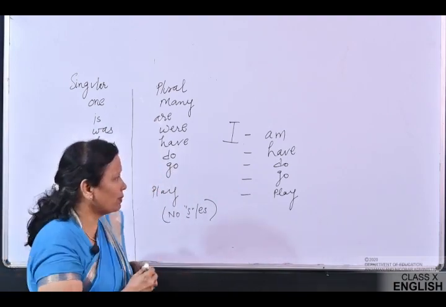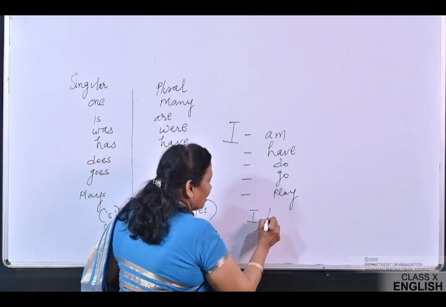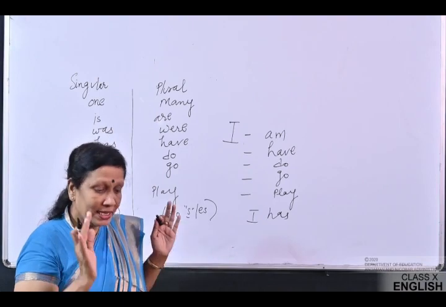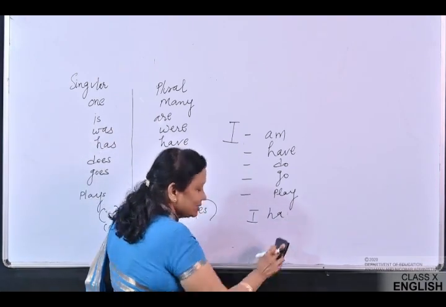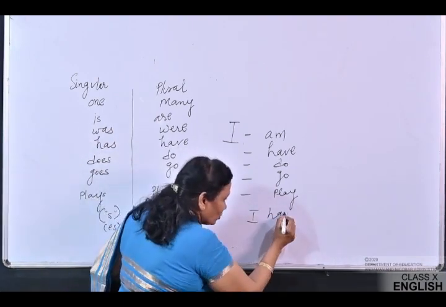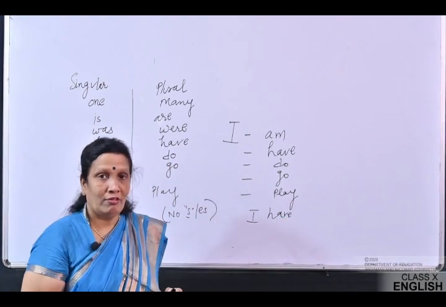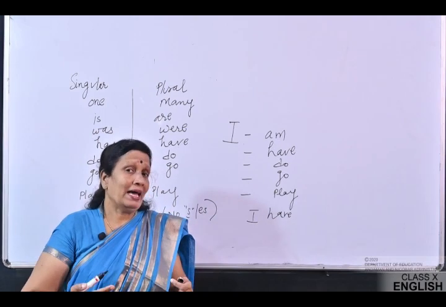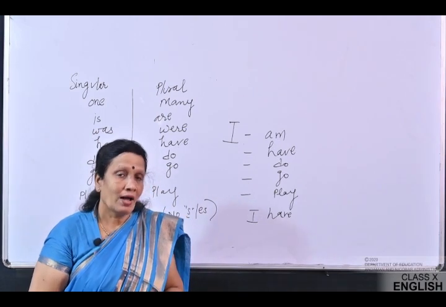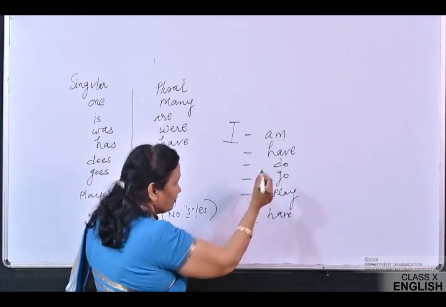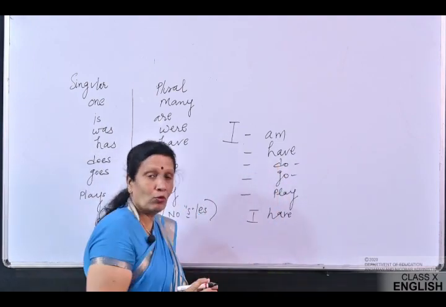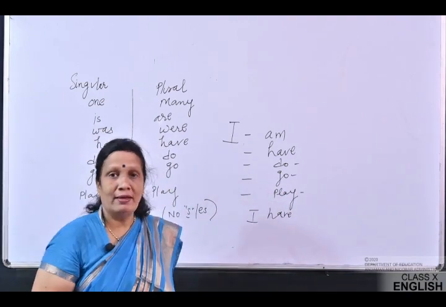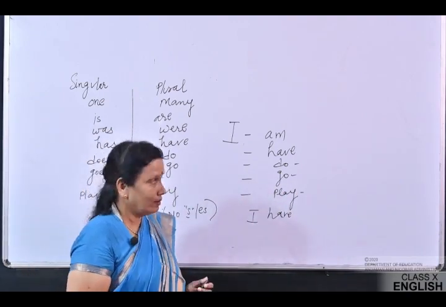Many of you write many times I has gone there, I has been there. So please remember, you will not use has with I, you have to use have. I have a pet dog, okay. I have finished my work. I go for a walk regularly. I do my homework in the evening. I play with my friends in the evening.